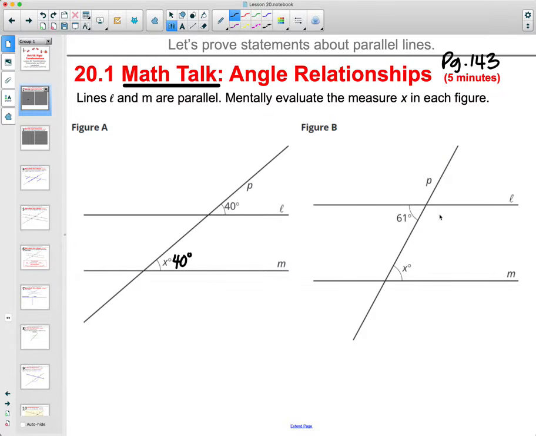For this one, maybe you notice rotating this 180 degrees. Okay, so rotating this top set 180 would land the 61 right on top of the X. So the X is also going to be 61 degrees.